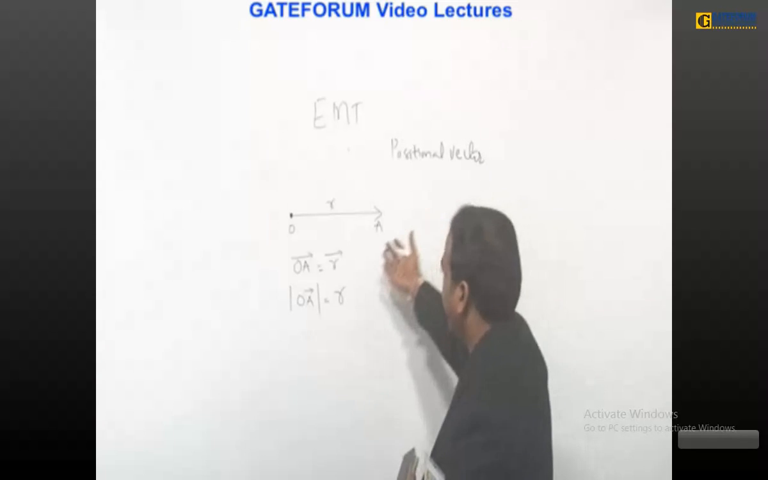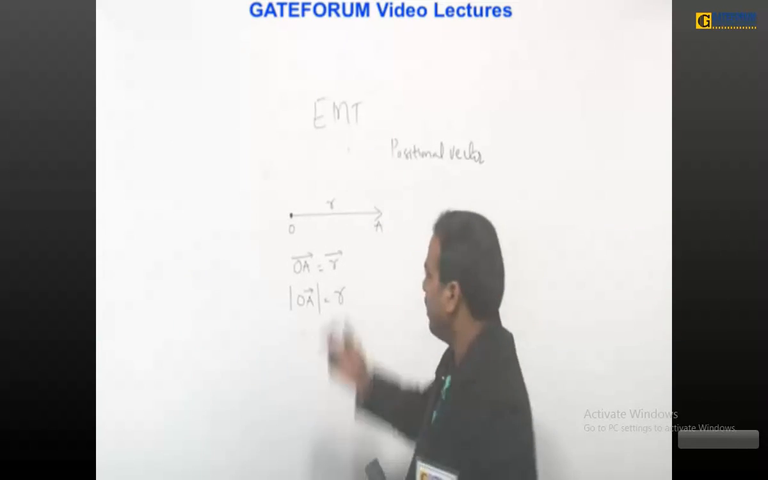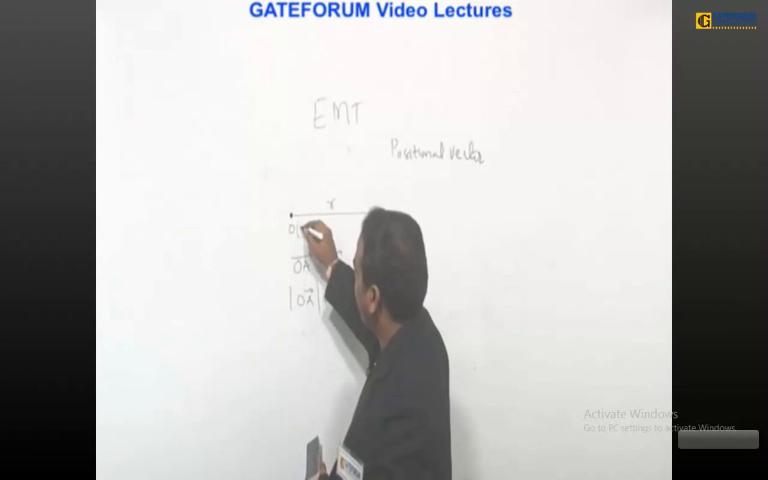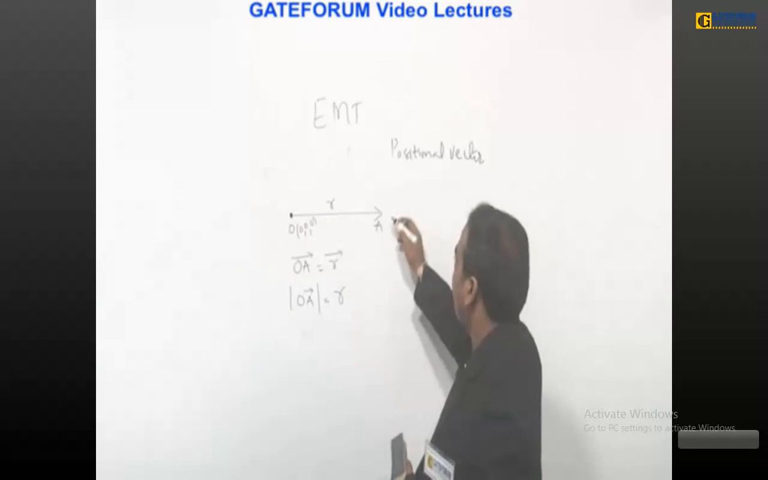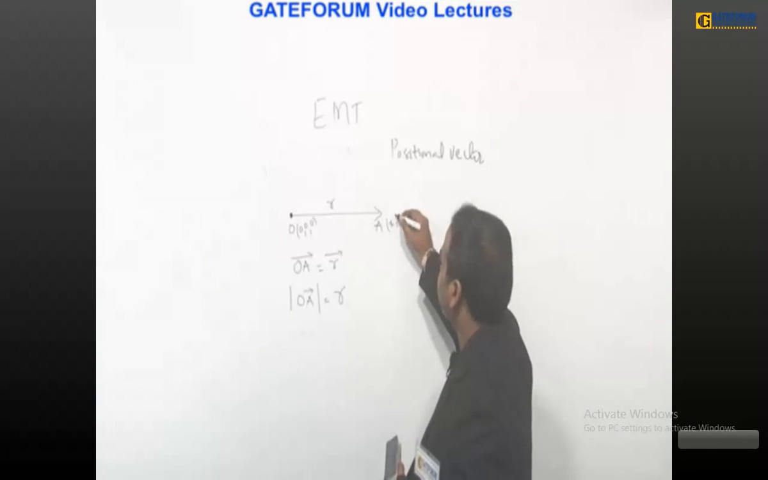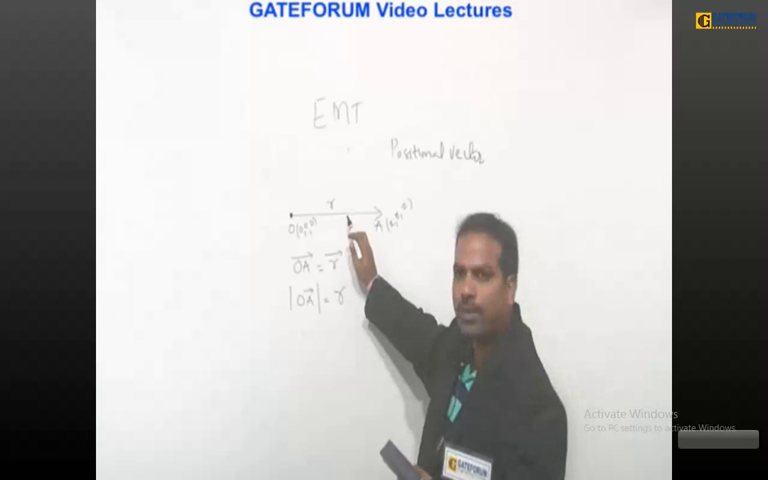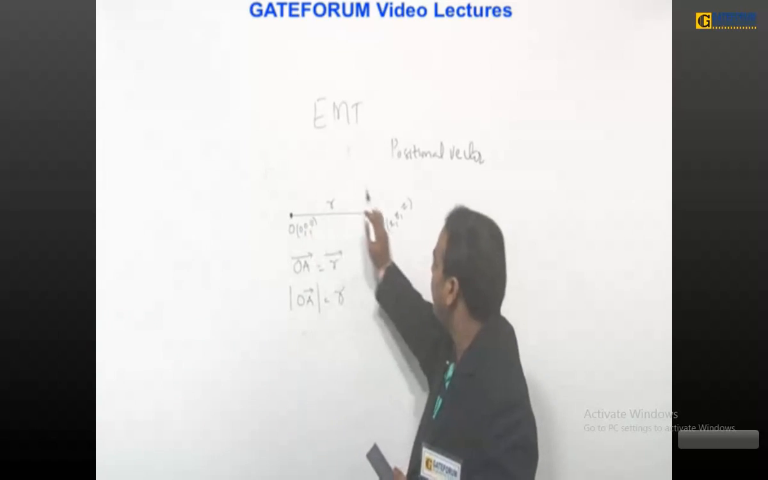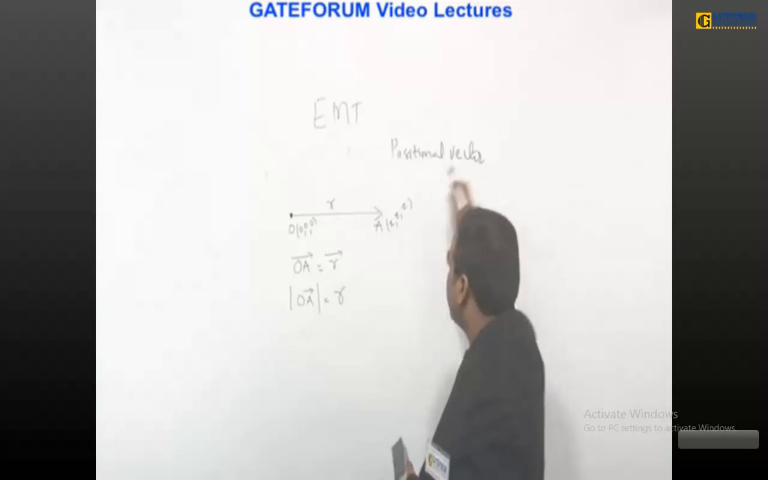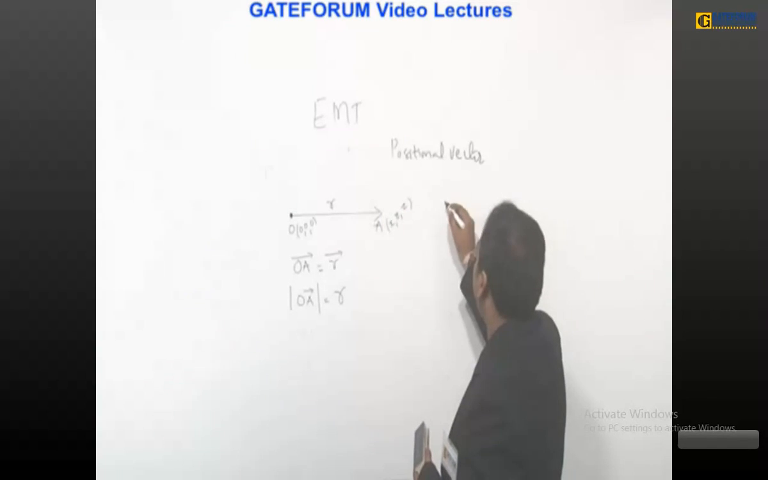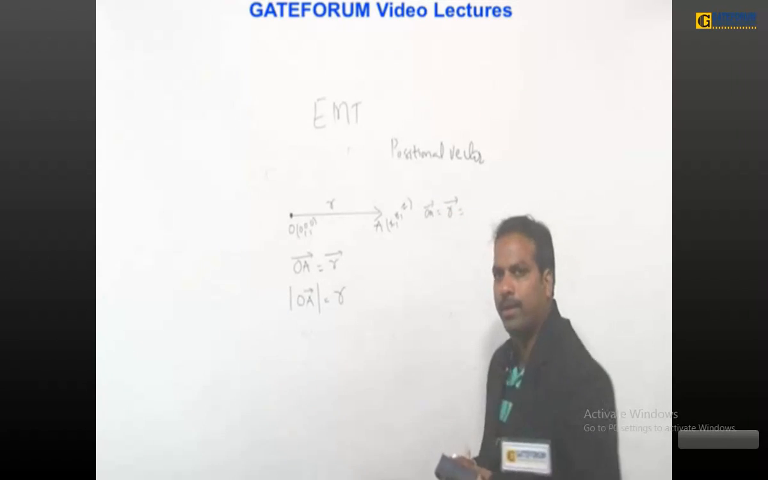For example, before, O was our starting point and A was our ending point. Suppose we assume O is the origin, which has the coordinates 0, 0, 0, just assuming rectangular coordinates. Let us say A is a point which has the coordinates x, comma, y, comma, z. That means this is a vector obtained between the origin and any other point. So this is called a positional vector. We can indicate the positional vector OA bar as r bar. How do we obtain it? Very simple.